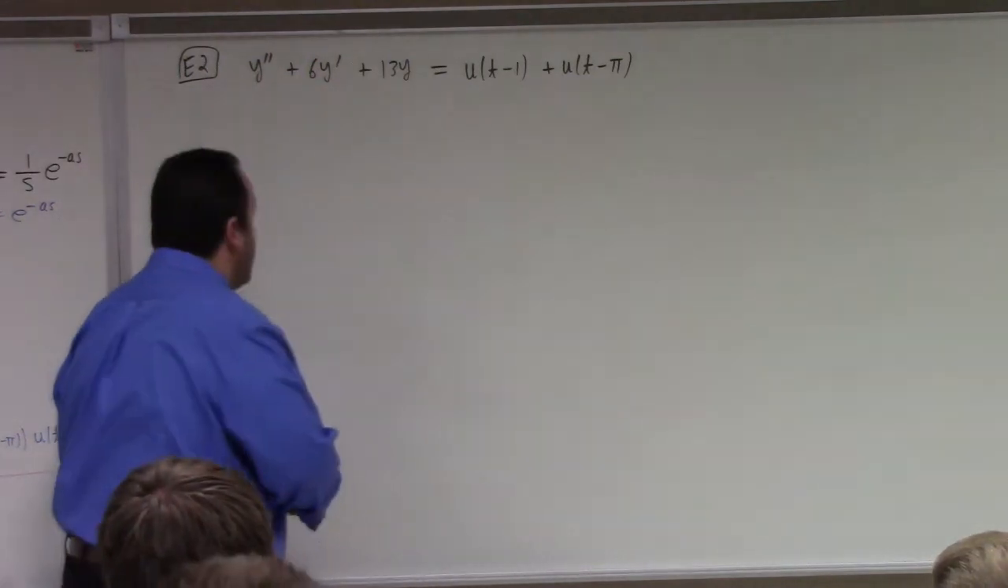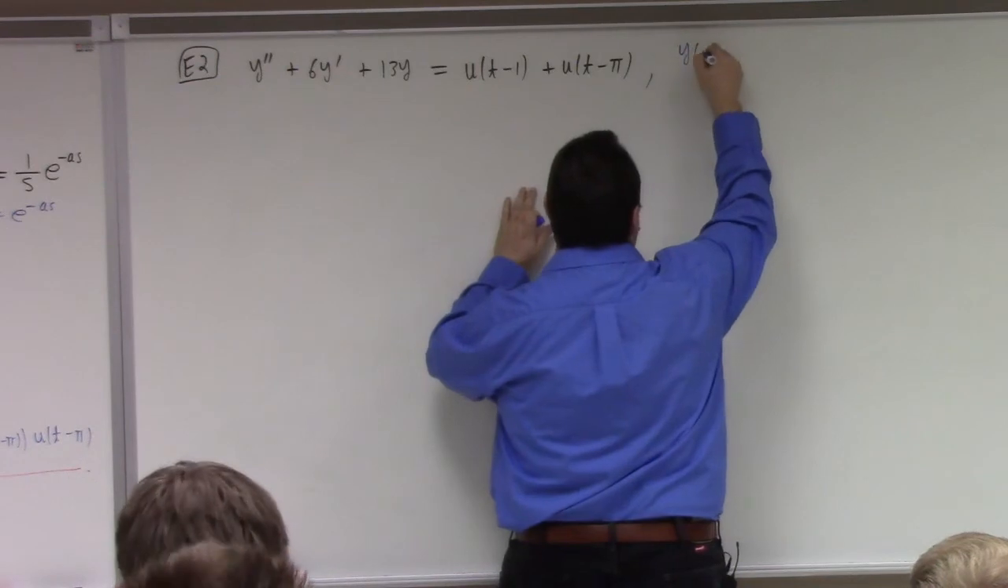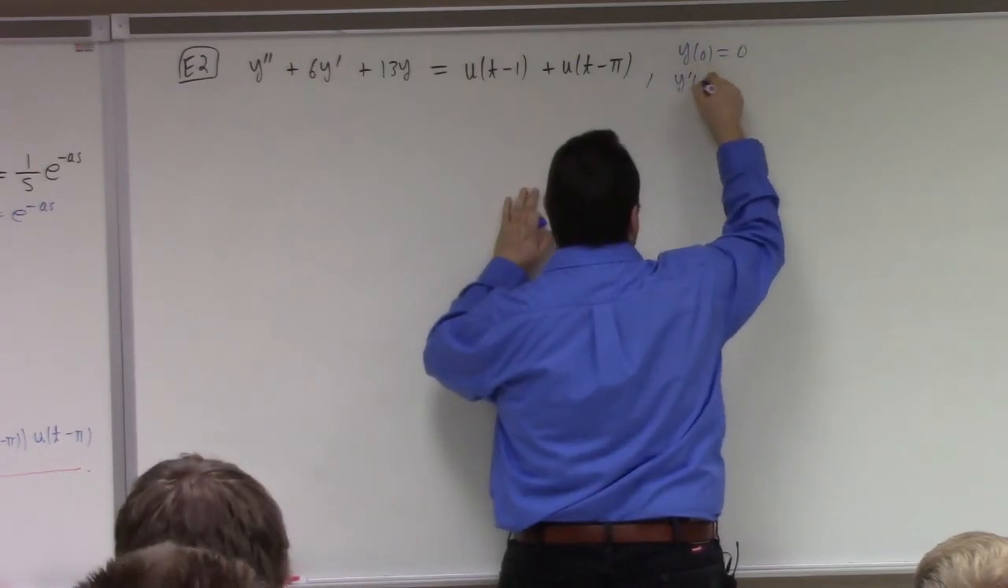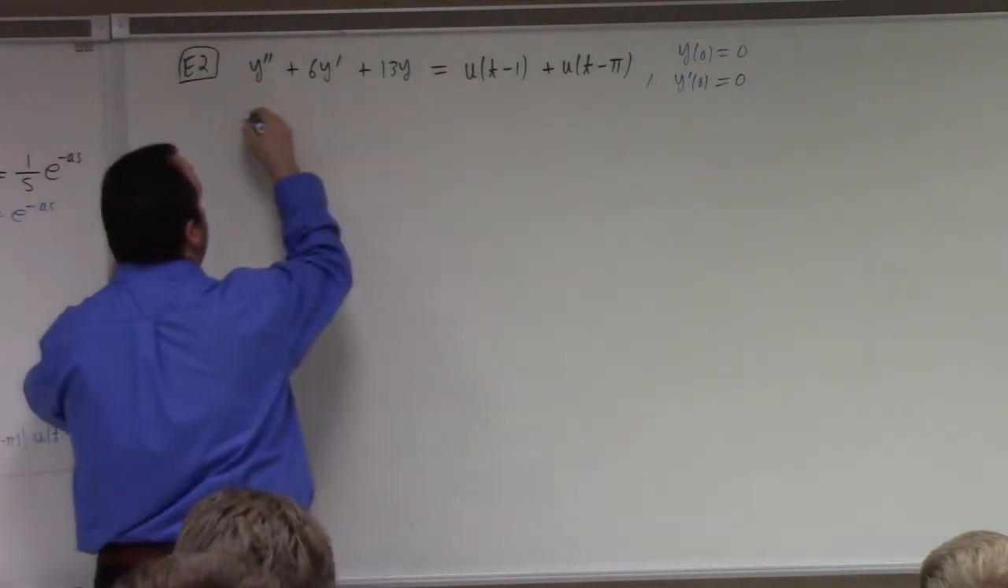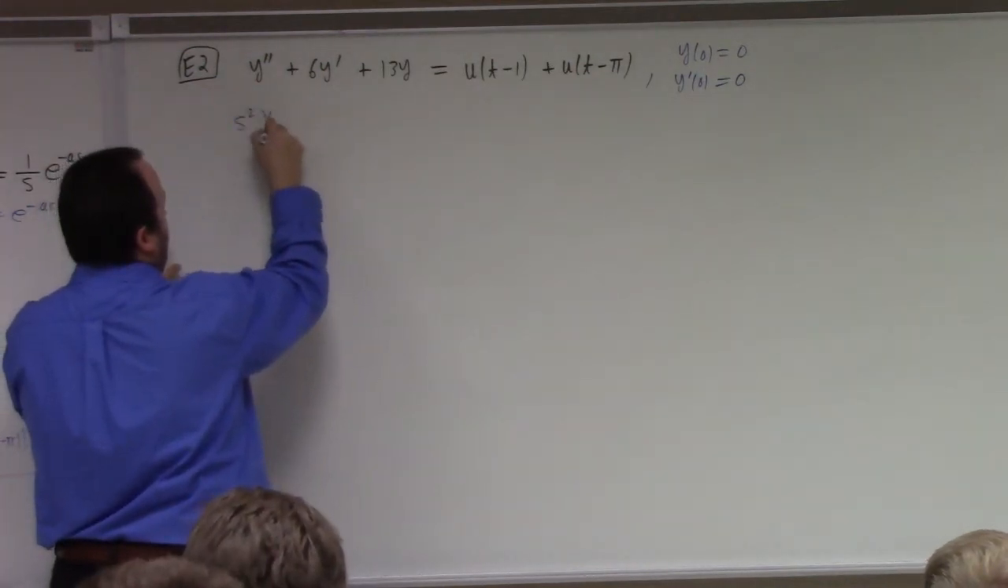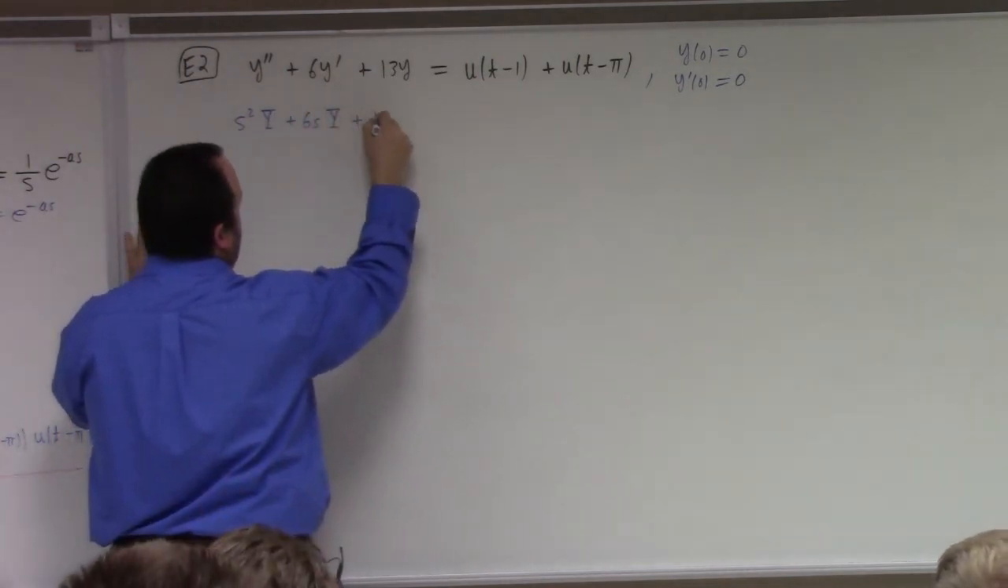Okay, so let's do this one. Again, we'll keep it relatively benign. We'll assume y of 0 is 0, and y prime of 0 is 0 for the purposes of this example. Take the Laplace transform. We did that already. s squared big Y plus 6s big Y plus 13 big Y.